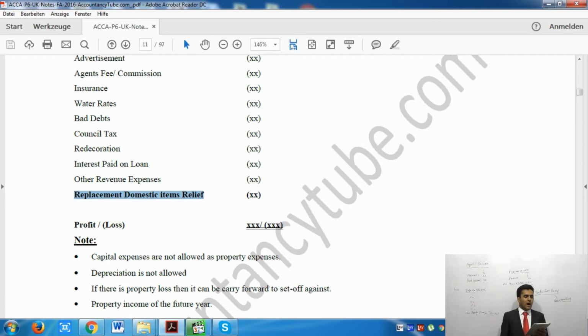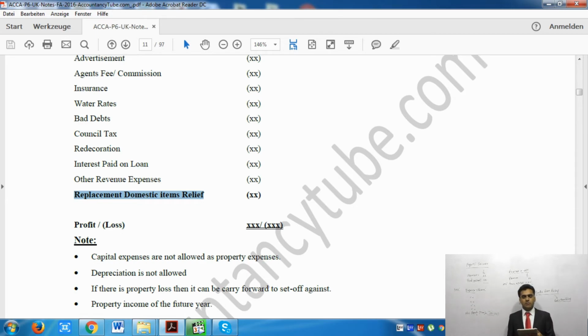However, if you buy machinery, say for example a washing machine or a dryer, or cutlery used during our daily lives, now you can claim replacement of domestic items relief on that. So these are the items which you use on a daily basis in our houses. Now you can claim the replacement of domestic items relief on that.